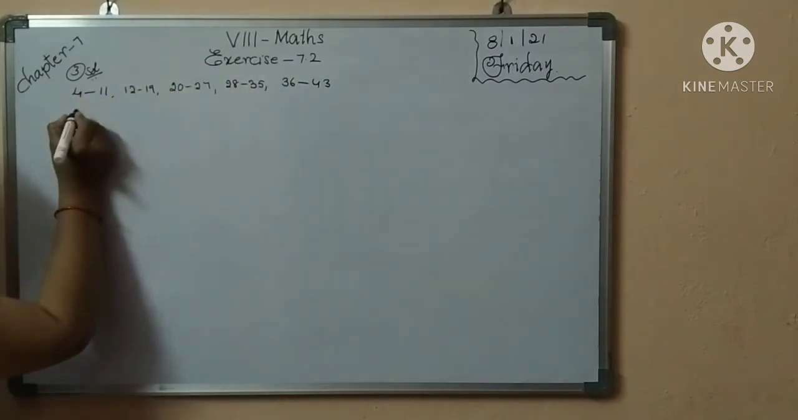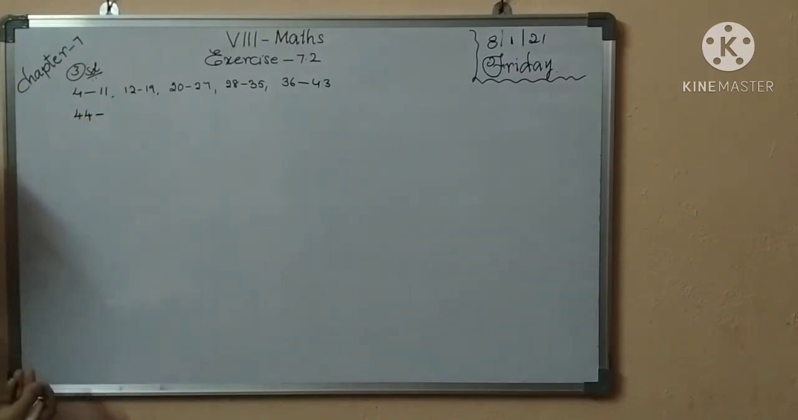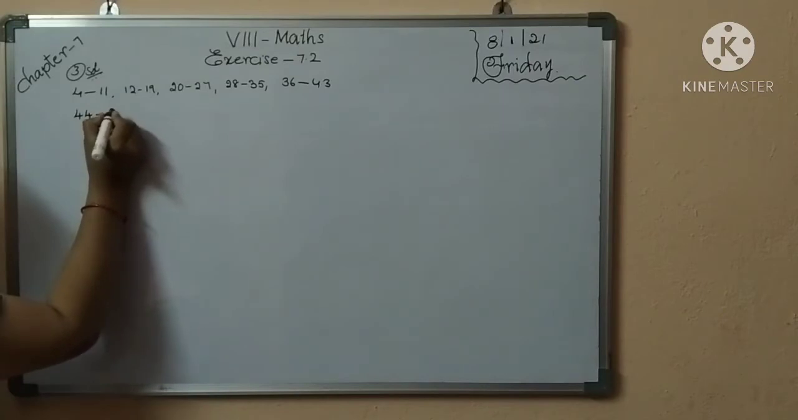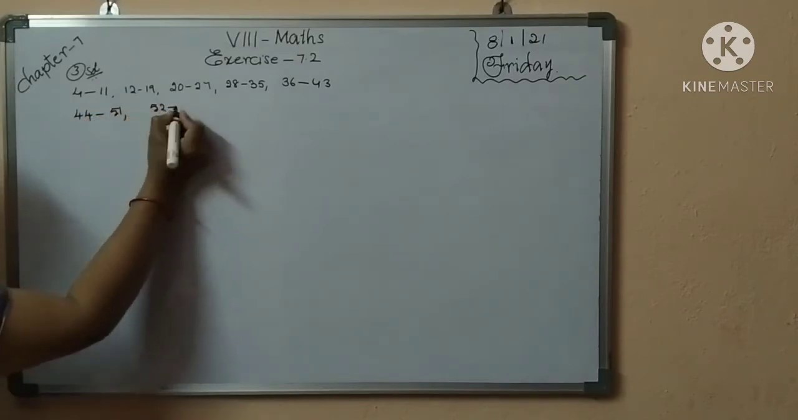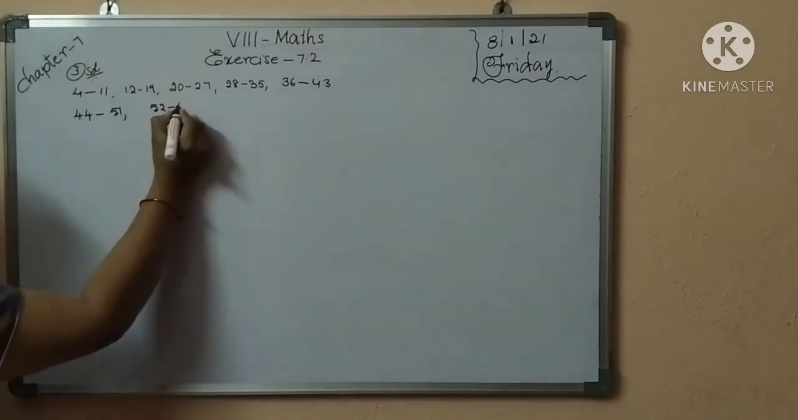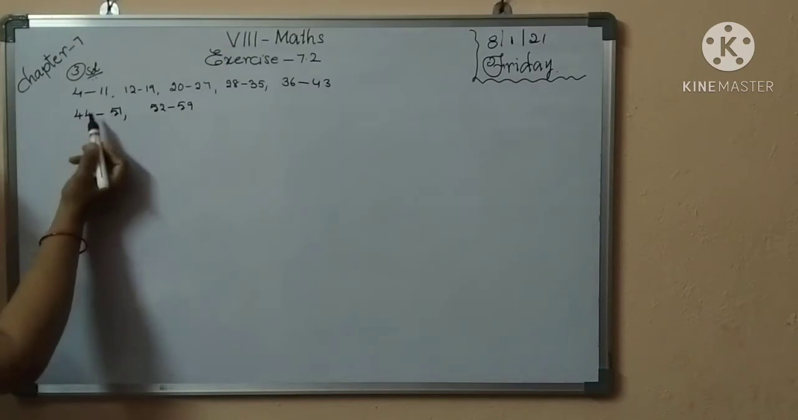Next here, write 44 plus 7, 51. Next, 52 to 59. Did you understand, children? The difference is the class interval, 7.